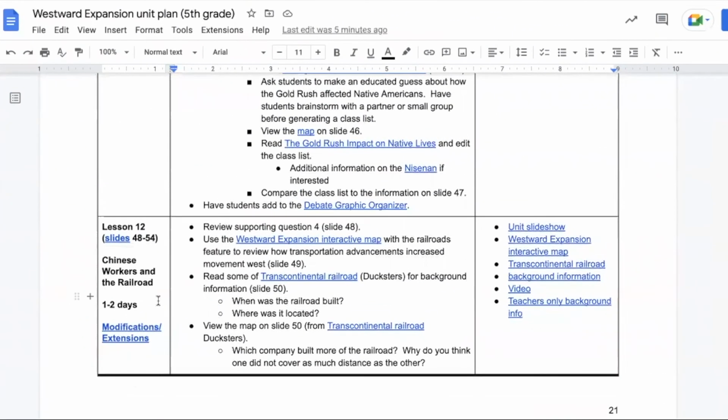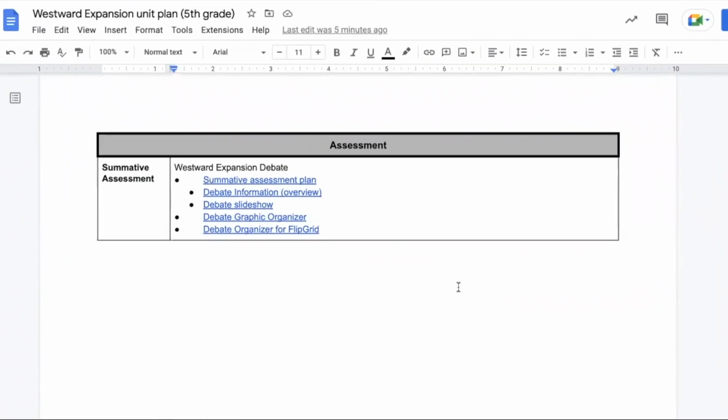Lesson 12, we focus on Chinese workers and the railroad. We learn about why people from China came to work on the railroad and how they were treated. And then we end the unit with the summative, which is the westward expansion debate.